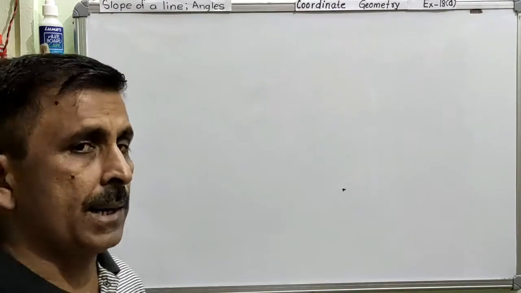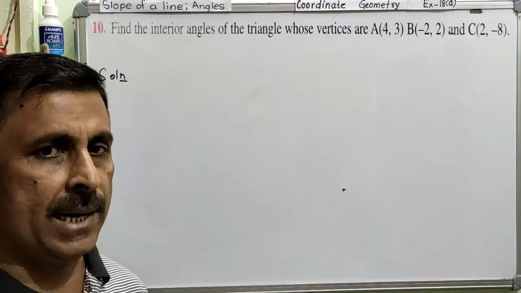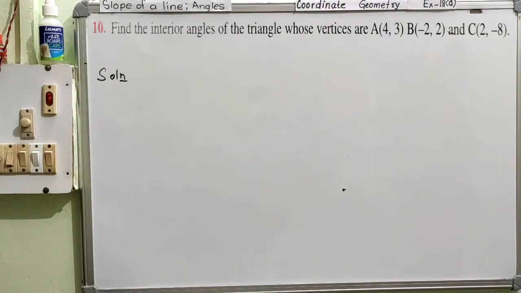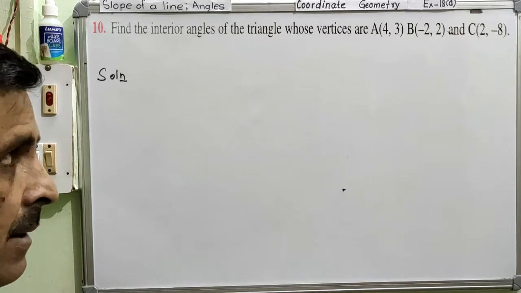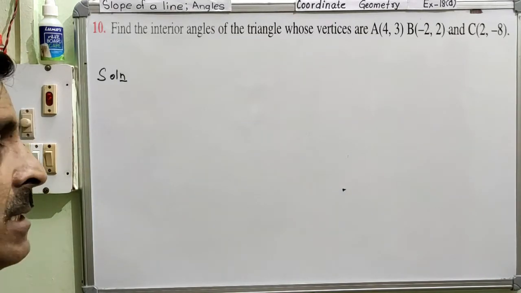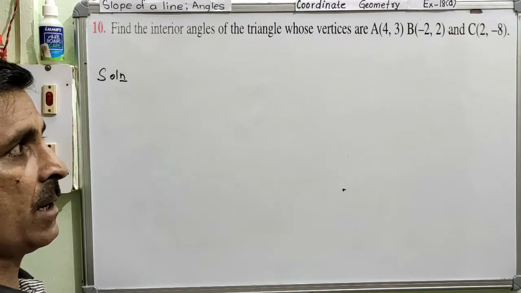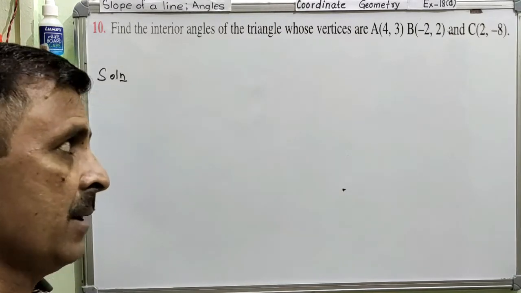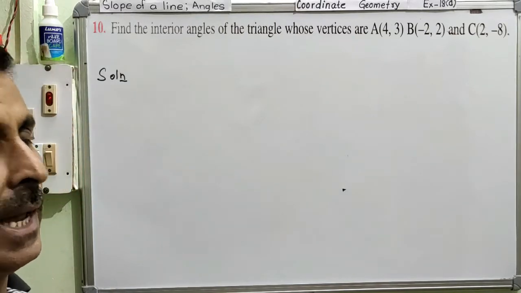Thank you. Now we are taking question number 10. Question number 10 is to find the interior angle of the triangle whose vertices are given. Am I very clear? Since the question is to find out the interior angle when the coordinates of all the three vertices are given, it is going to be very simple, right? But it is going to be very lengthy because we will have to do so much work.